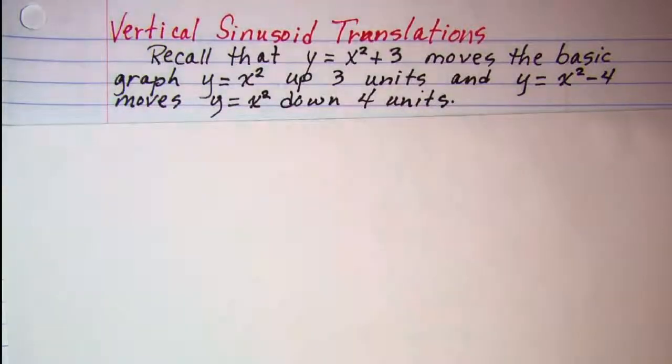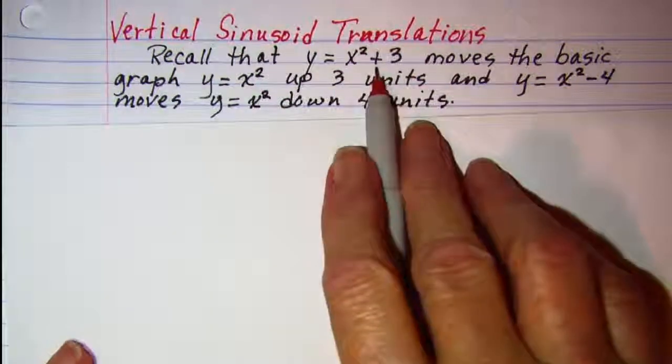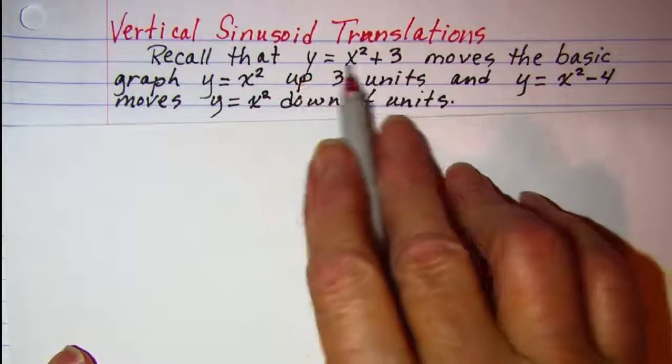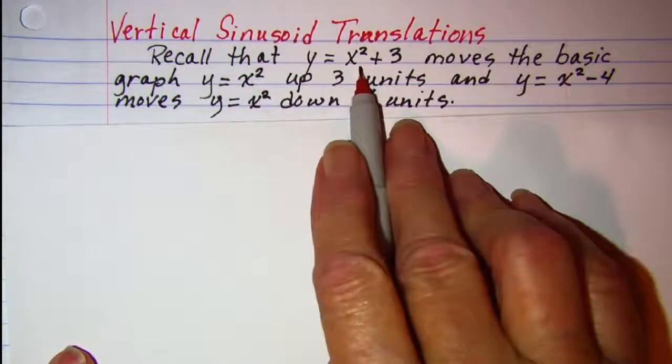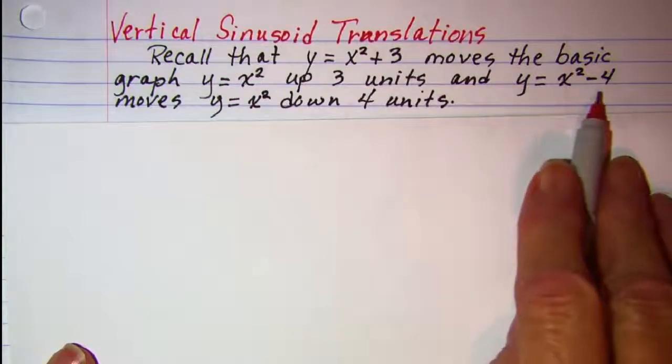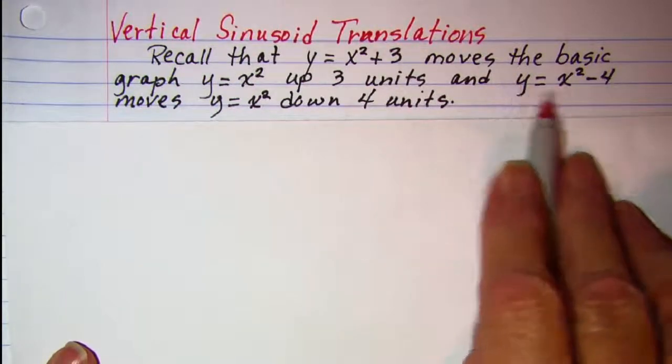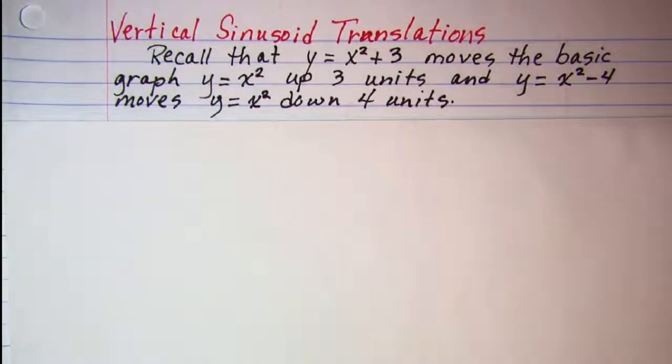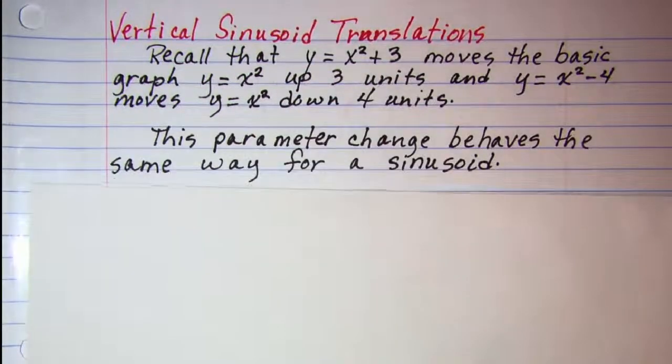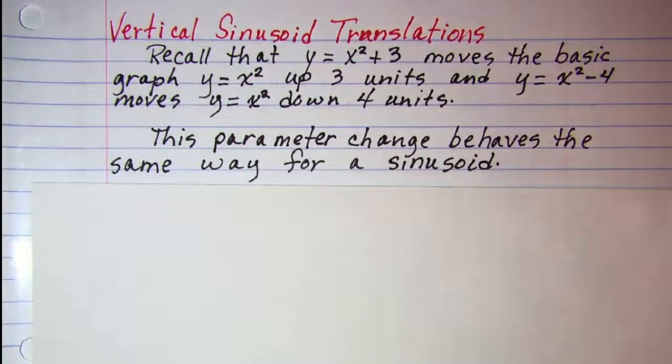In this video, we'll be looking at vertical sinusoid translations. Recall that y equals x squared plus 3 moves the basic graph y equals x squared up 3 units. So this plus 3 back here makes this basic graph go up 3 units. And y equals x squared minus 4 moves y equals x squared down 4 units. Well, this parameter change behaves the same way for a sinusoid.